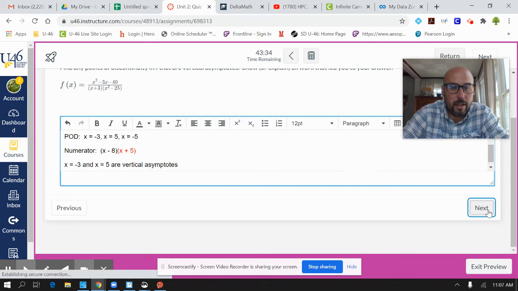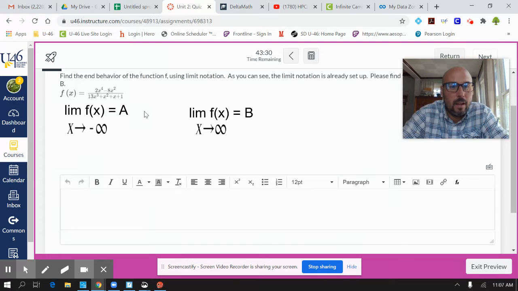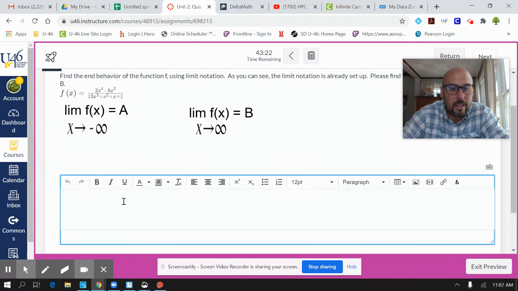Full credit. Next. End behavior. Remember, this is all about the dominant terms. In the numerator, I've got 2x to the fourth divided by 13x to the third. There are other things contributing to the y value, but these two are the dominant terms for the numerator and the denominator. So when x gets really, really big, or when x gets really, really small, these two things dominate. It's really just up to these two.